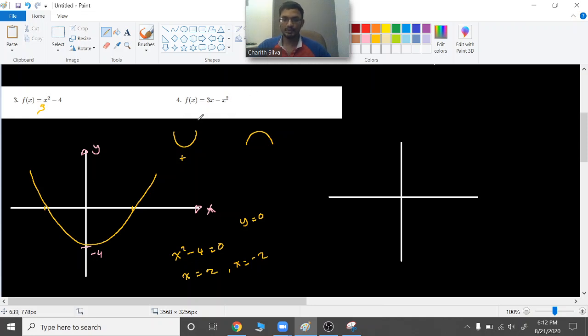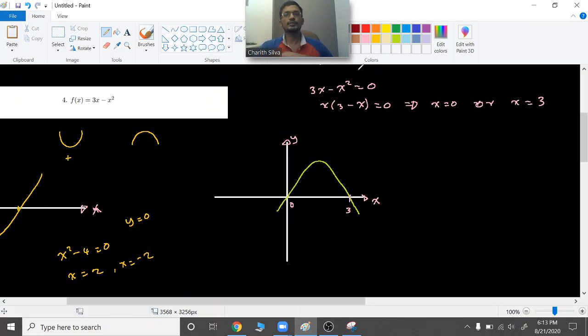And for the fourth one, the only difference is that it has a negative coefficient for the x squared term, right? Since it has a negative coefficient, the graph should look like this. The basic structure should be like this. Then if you solve the equation by equating the y values to 0, it will give you the values of x as 0 and positive 3. So putting all these things together, you can have a shape of this nature, right?